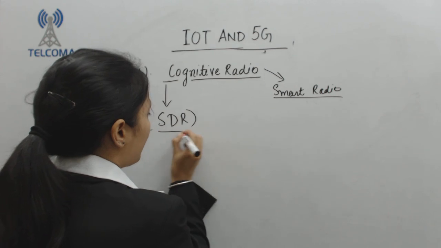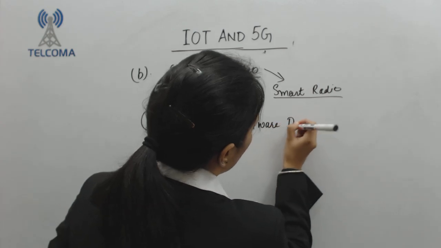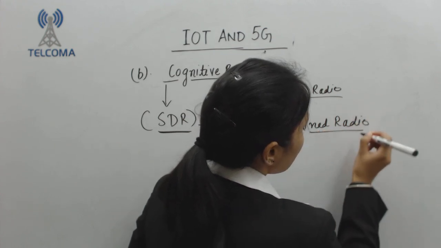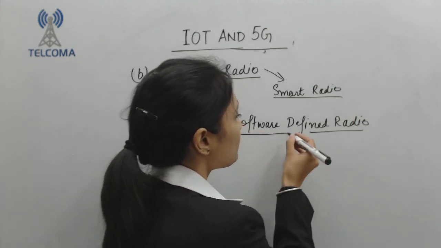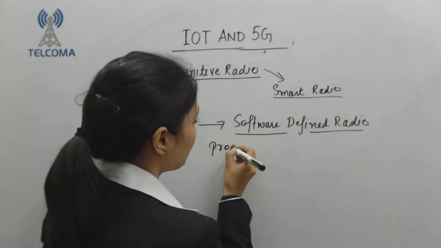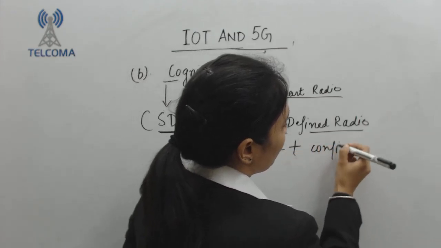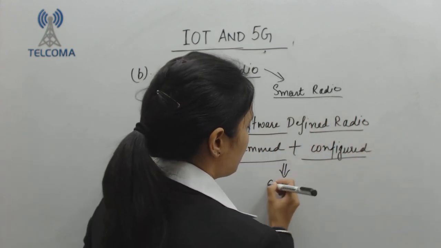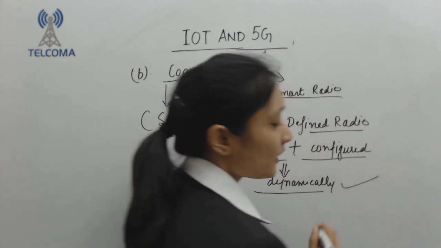We have SDR, which is your software defined radio. Now this is considered a smart radio system because it is able to be programmed and configured dynamically with the help of your software.